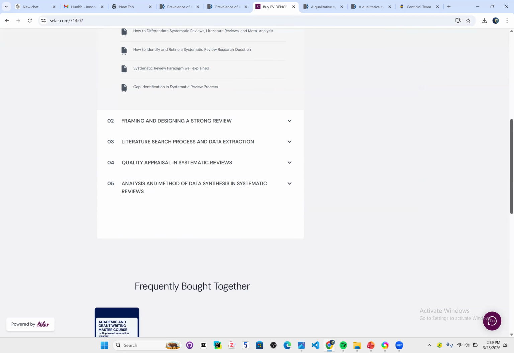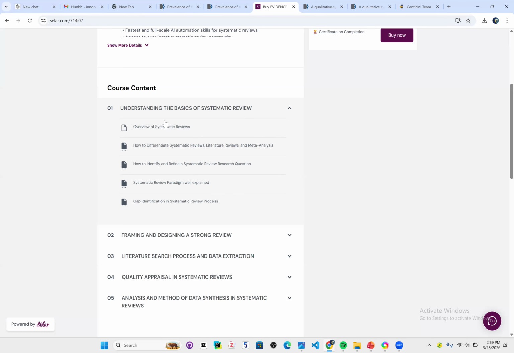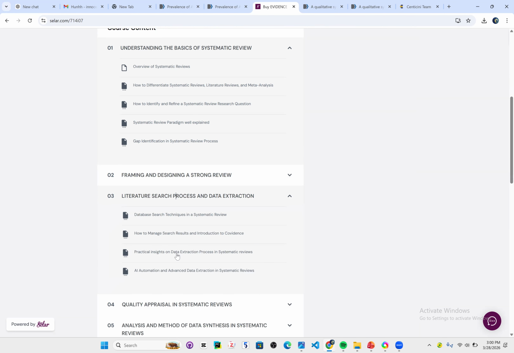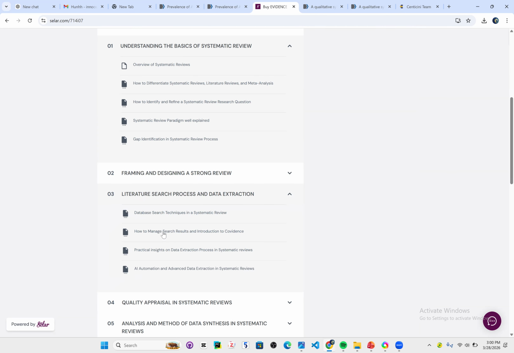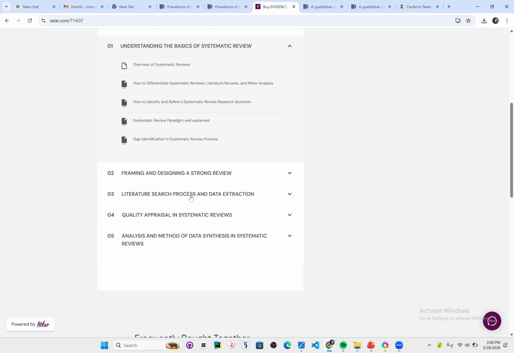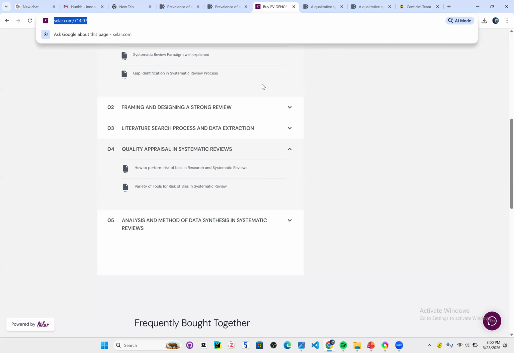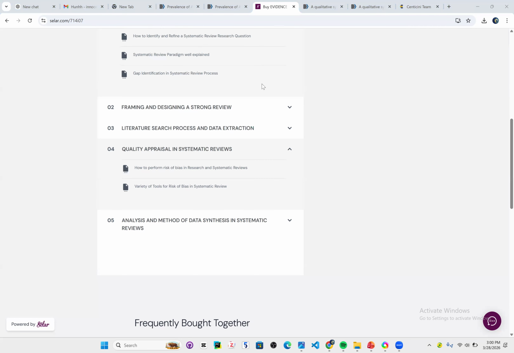Okay. Yeah, you can see it explains the overview of systematic reviews, differences between systematic reviews and all of that. And then we'll have the second part: how to structure a question, eligibility criteria, practical insights. We have literature search, database search techniques, how to manage your search results, and AI automation for data extraction is also there. And then you're getting everything. So the basic skill you need now is to get this course, because you need to practice.